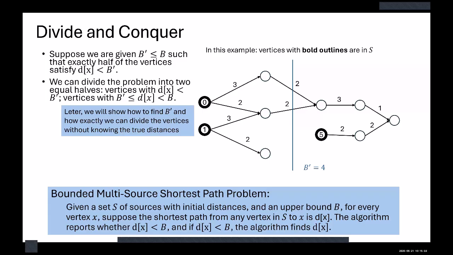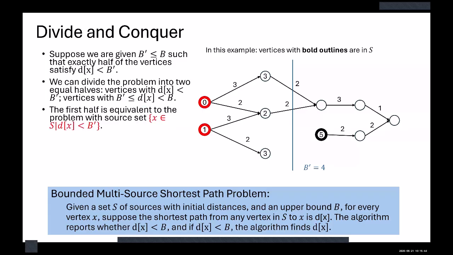In this way, we can divide the problem into 2 halves, and we want to compute these distances for the first problem and these distances for the second problem. Solving the first half is equivalent to another instance of the bounded multi-source shortest path problem, where the initial set contains all the sources that have a distance less than B prime, the red vertices, and the new bound is B prime. So we just call it on the red vertices with the new bound B prime, and voila, the 5 vertices here will be computed with a recursive call.